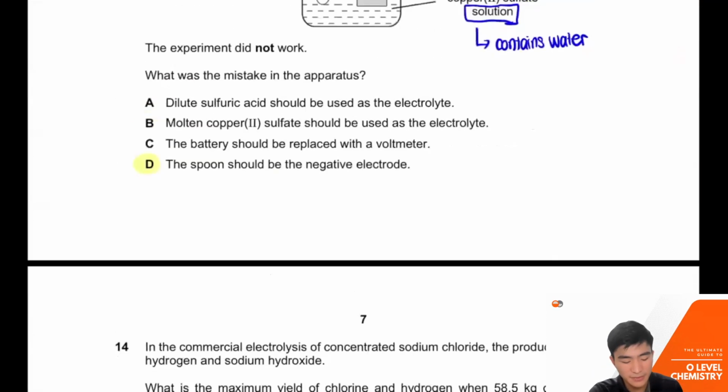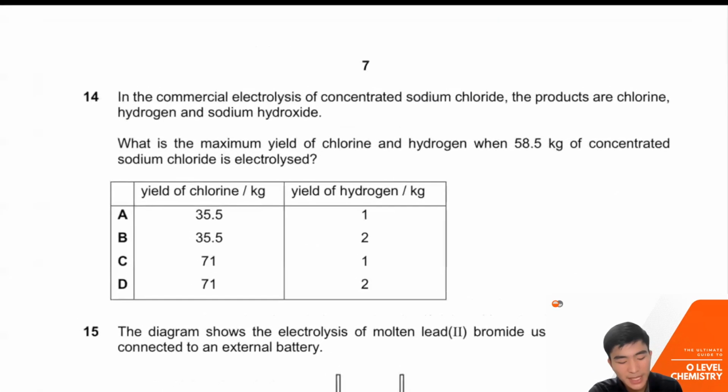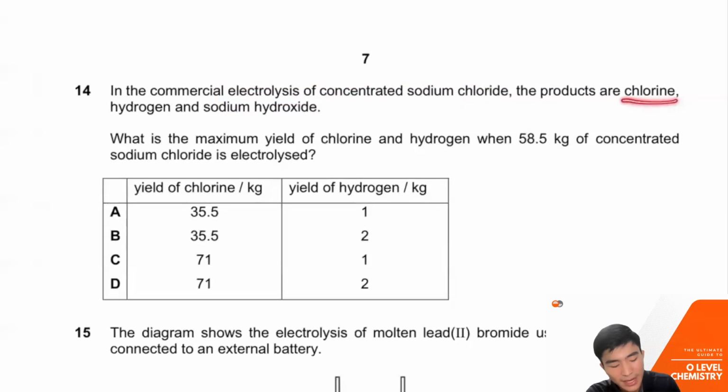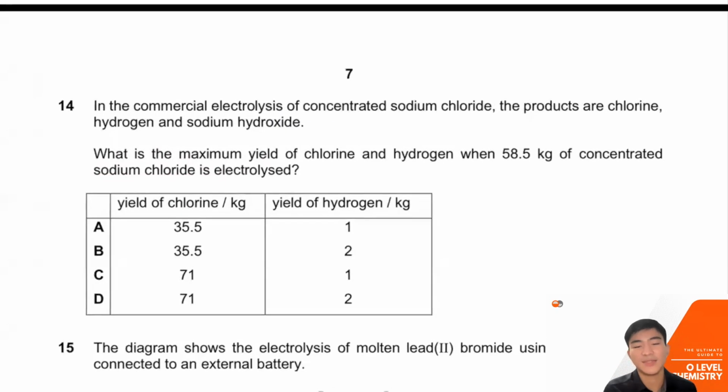Let's go on to question 14. Now, question 14, we are doing electrolysis again of concentrated sodium chloride this time. The products, they tell us, are chlorine, hydrogen, and sodium hydroxide. Now, what is the maximum yield of chlorine and hydrogen when 58.5 kilograms of sodium chloride is electrolyzed? Let's try this question. Okay, work on this question. Find an empty space, write down your workings for this question. I want to see whether you know how to apply the formula to do the question.